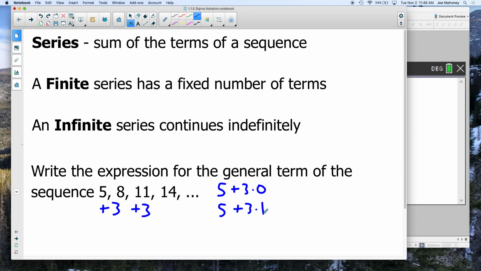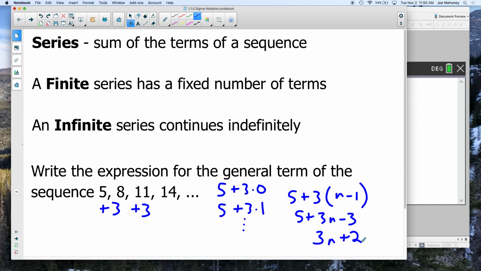That would eventually lead us to a pattern that would look like 5 plus 3 times (n minus 1). And if you want to kind of distribute it through, we can. We get 5 plus 3n minus 3. Combining some like terms gives us 3n plus 2. Just another way to express that general term of this sequence.